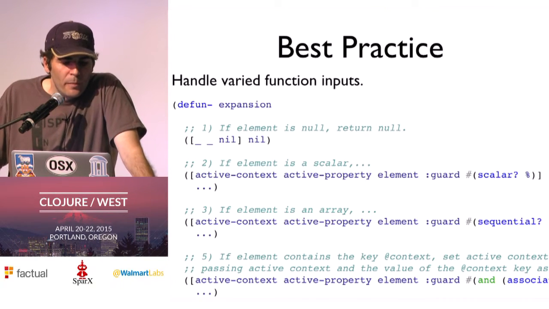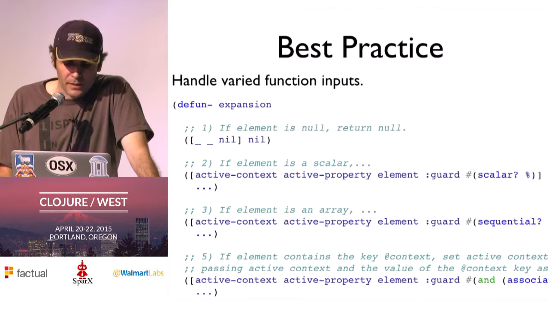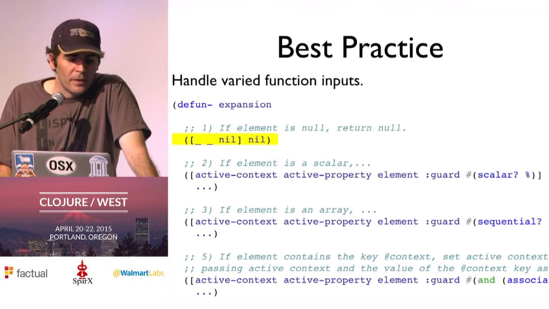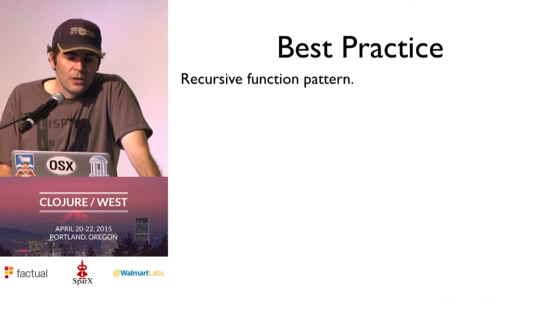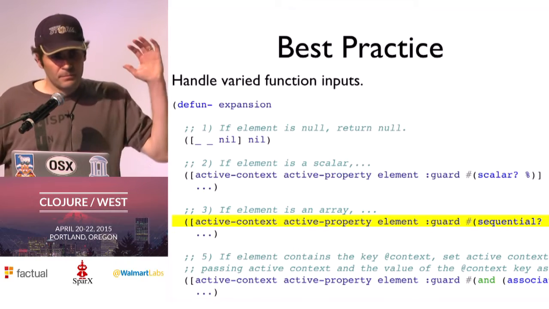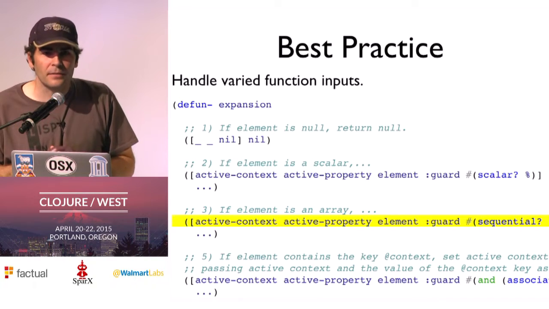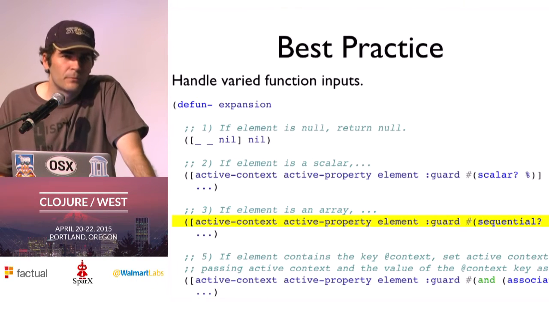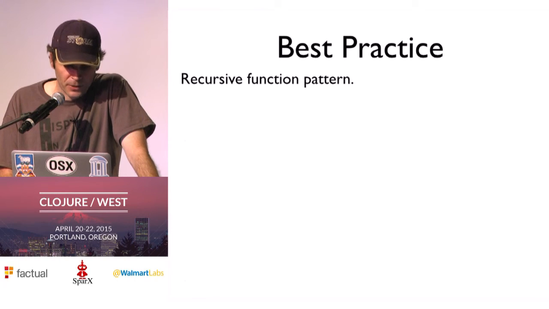Another best practice for pattern matching is when you've got varied function inputs coming into the same function. In this case, the third argument is the key argument. It could be nil, and we have to do one thing. It could be a scalar, and we have to do some other set of expressions. It could be sequential. It could be associative. So rather than writing conditionally a function that has complexity to handle this, we just define, like we would in Erlang, the function four different ways based on the pattern matching of our incoming arguments. So this kind of varied function inputs works really well with pattern matching.